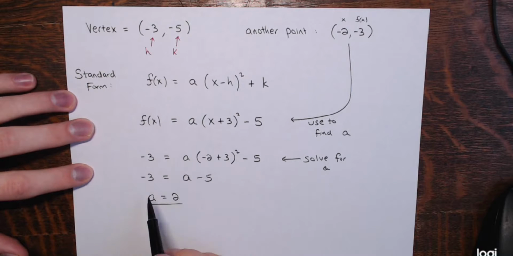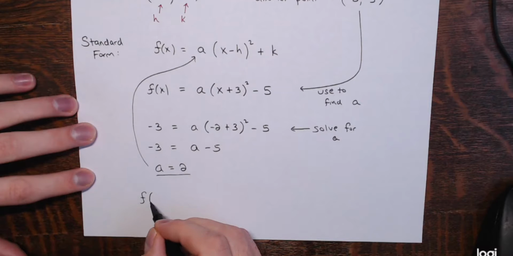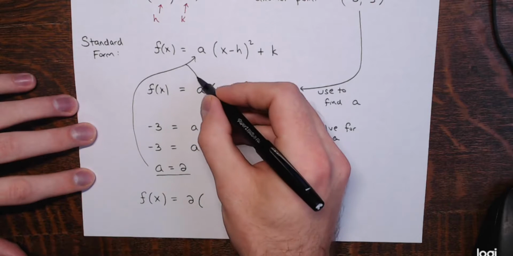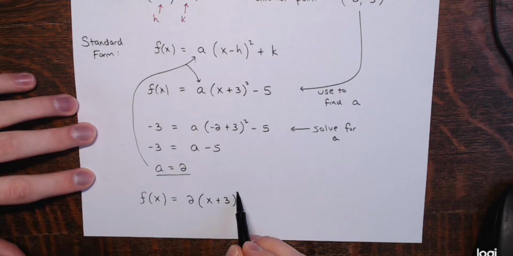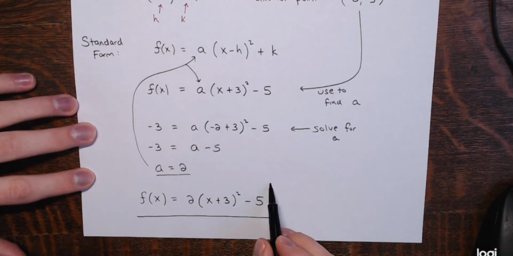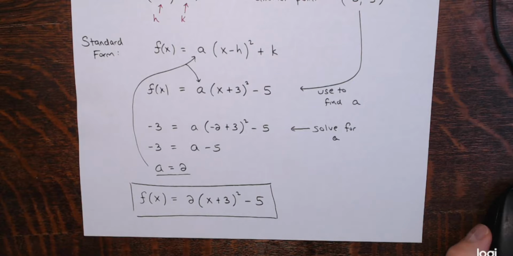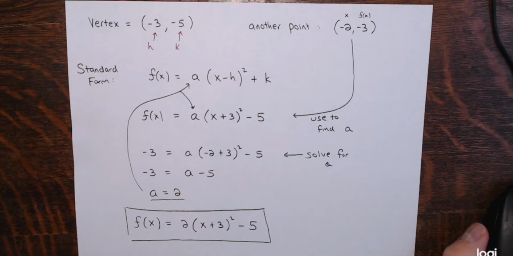And now I have a, I plug it back into the function, and we get our equation, right? So f of x equals 2 times the quantity x plus 3 squared, right? That was x minus -3. And then plus k, plus -5, or -5, and here we go. All right, there's an equation for the parabola that they gave us, with the vertex at -3, -5, and it would also have the point -2, -3 on it. If I plugged in -2 for x, the output would be -3.